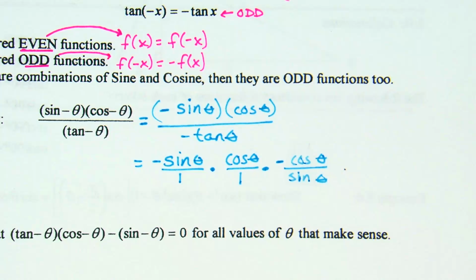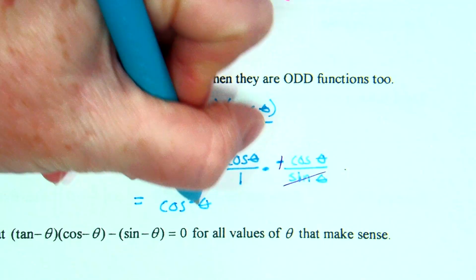Okay. What kind of cleanup are you going to do now? So the sine cancels with the sine. And then we have a negative here and another negative here, which means negative times negative is going to make it a positive. Okay. What's this going to clean up to be as a final answer then? Yep. Cosine squared theta.